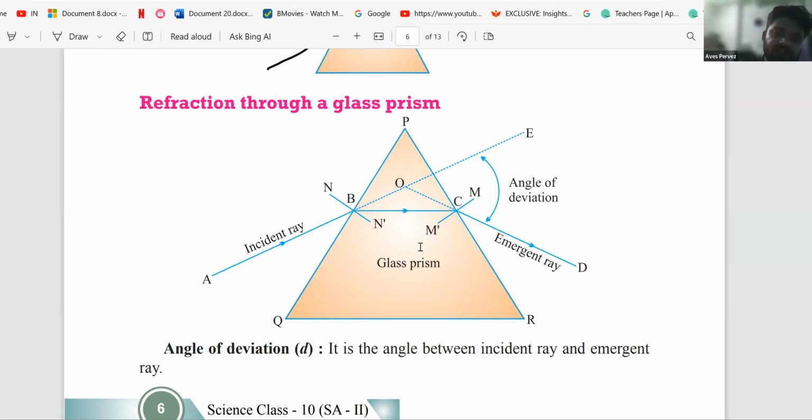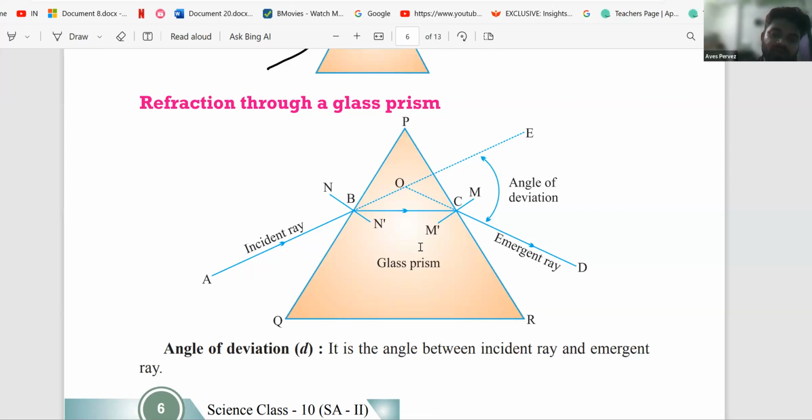This is called the incident ray. You know very well, this is the incident ray. So what is O? O is the point where the incident ray and the emergent ray meet, meaning they are going to meet if they don't bend. So we can consider this as the incident ray, and it should be going like this, but it bends towards the normal. So this is the normal line, so it is bending here.